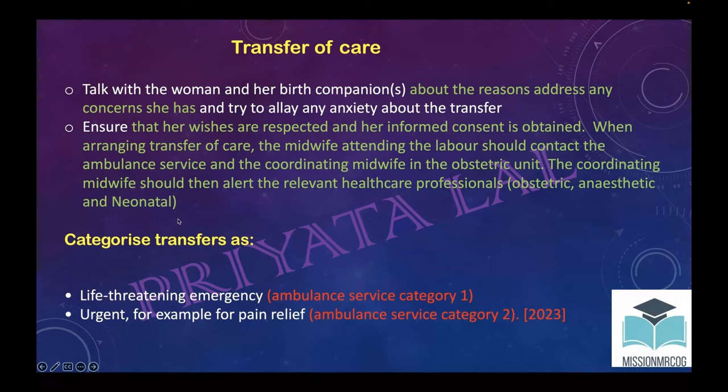Apart from this, something has been added new in the guideline. Transfers are now divided into category one and category two. This is a new thing. If a patient has a life-threatening condition, then the ambulance service category is one. And if it is urgent, for example pain relief, then the ambulance service category is two.